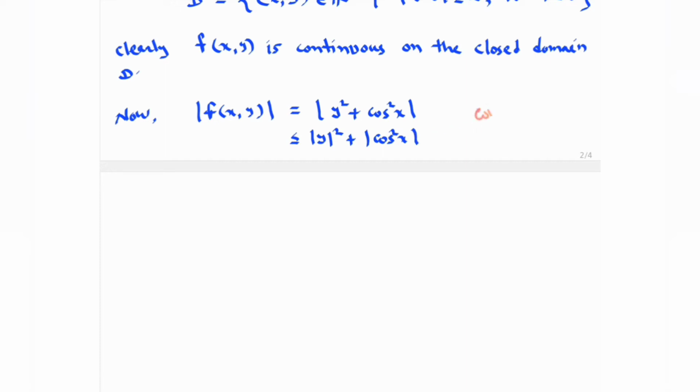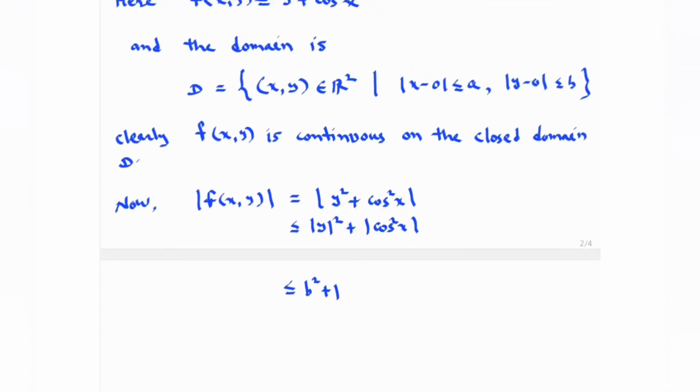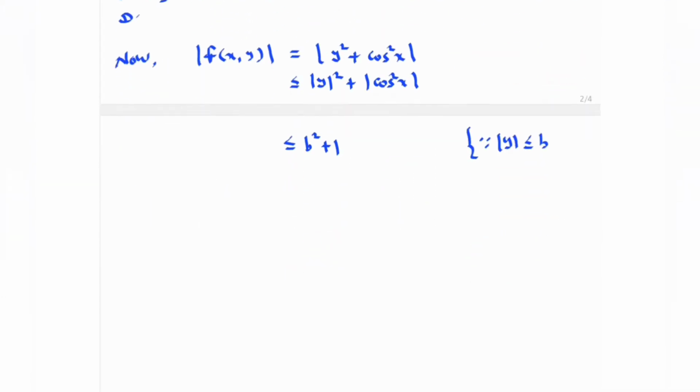Since cos x lies between -1 and 1, cos²x is less than or equal to 1. And in the domain, |y| is less than or equal to b, so we can replace it with its upper bound b. So |f(x,y)| is less than or equal to b² + 1. We will take this as the value of M.